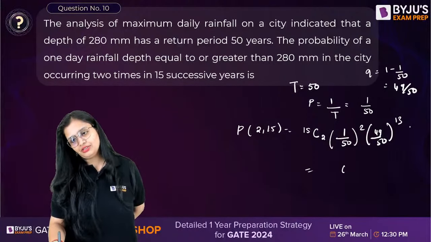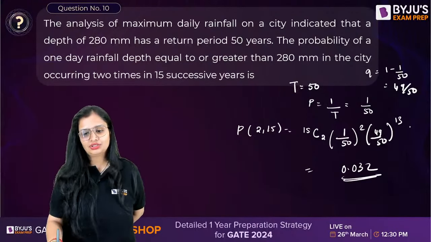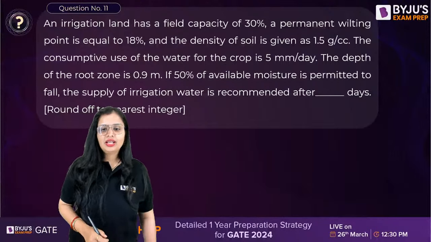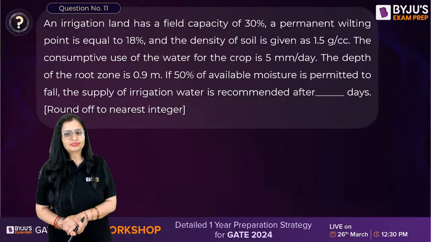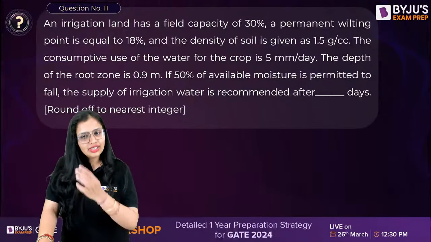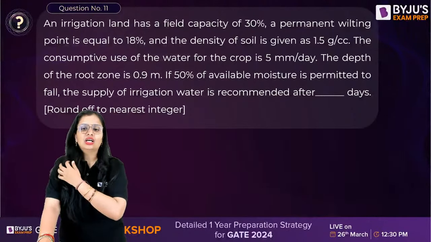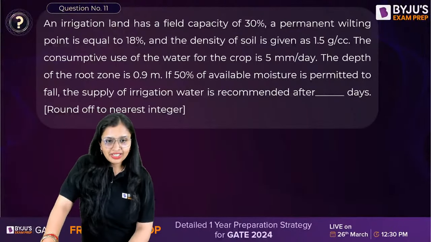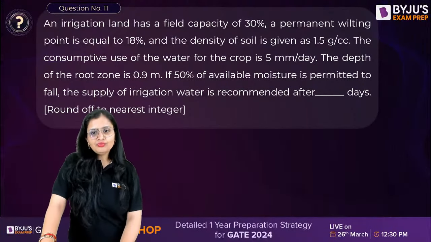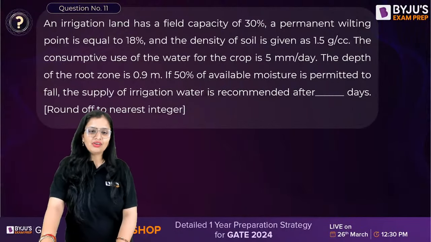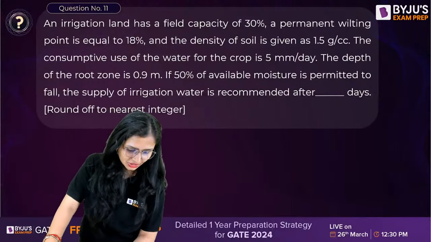0.032. Very good. Simple. Okay, this question: you have to calculate the frequency of irrigation. Permanent wilting point, field capacity is given to you. Consumptive use is given to you. You have to calculate the frequency of irrigation.